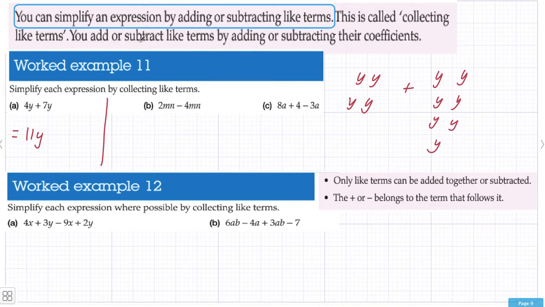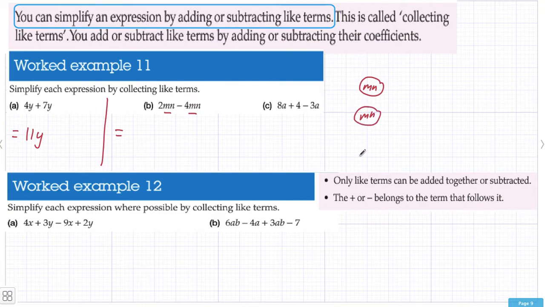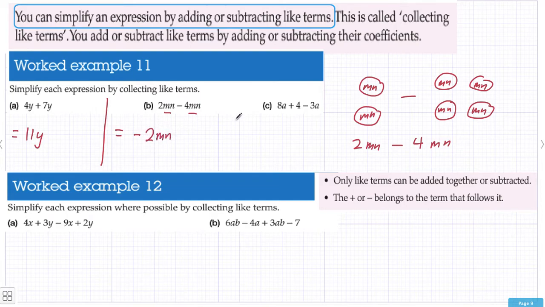This one says we've got 2mn minus 4mn. Now think of the mn as being like an object, okay? So mn is like a little, there's 1, there's 2, so this is 2 mn's. Take away 4 of them. Now if you thought of these as little M&Ms, if I take away 4 of them, you'll realize I'm taking away more than what I had. In fact, I'm taking away 2 more than what I had. So this becomes negative numbers. I end up with 2 mn's less than what I started with. So that's why it's negative 2 mn.